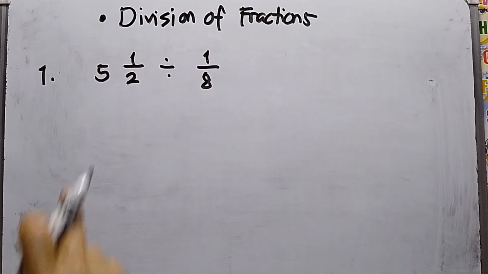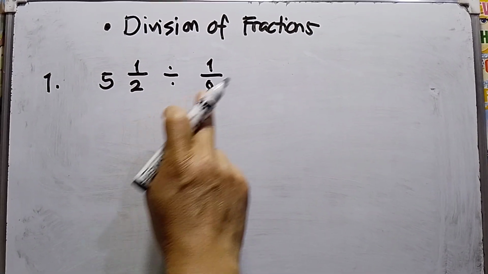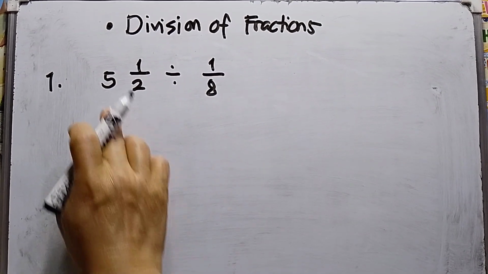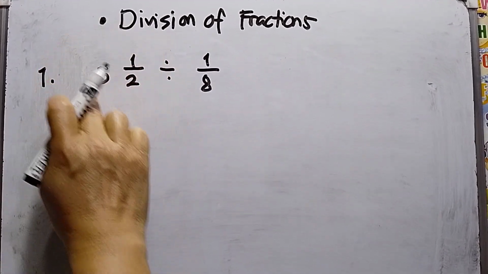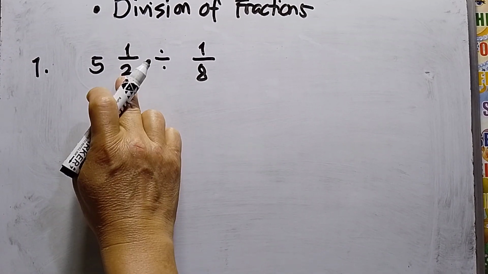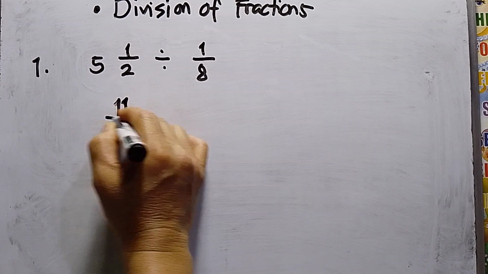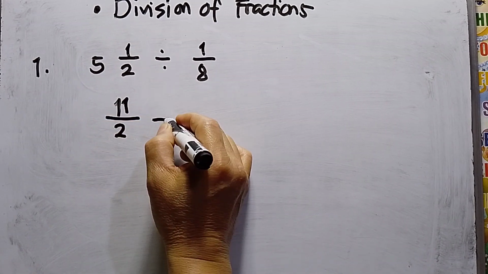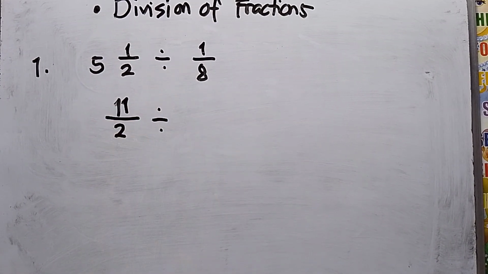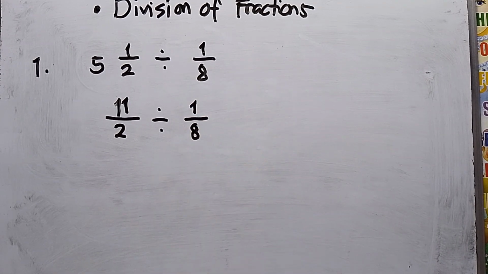So number 1, this is a mixed number, 5 1/2 divided by 1 over 8. So simplify 5 1/2, make this one an improper fraction. So 2 times 5 is 10 plus 1. So I've got 11 over 2. Then I will write the operation, which is division, and then copy the fraction.